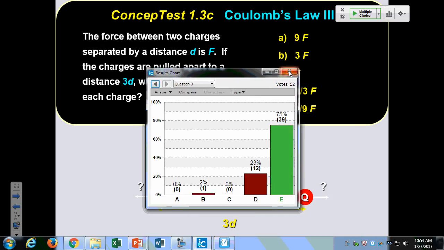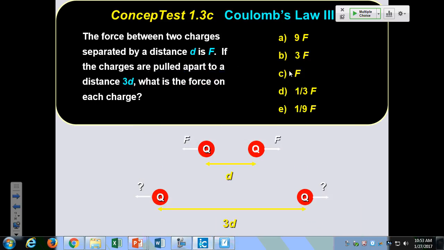Okay, E is right. Listen, it's an inverse square relationship. F is kQ over R squared. So if I increase R by a factor of 3 here, then I decrease F by a factor of 9.